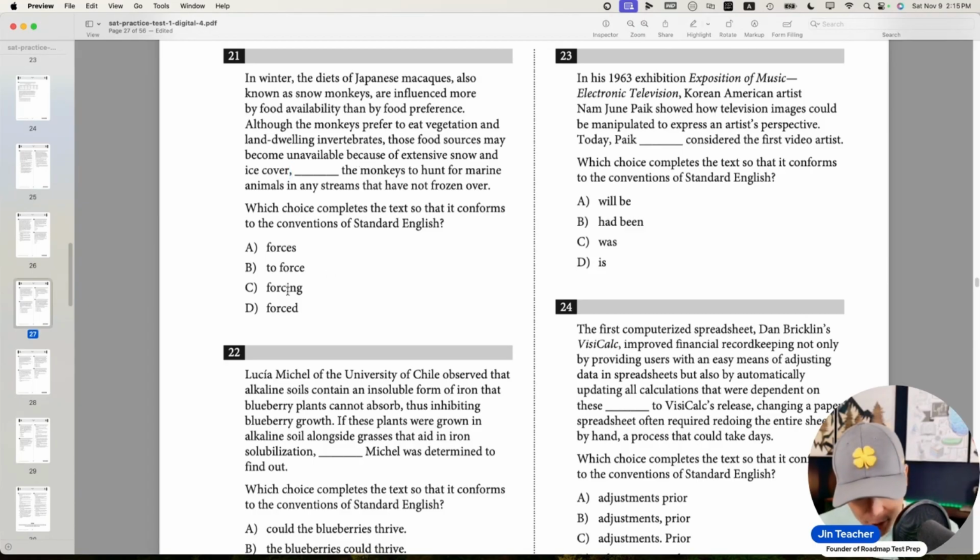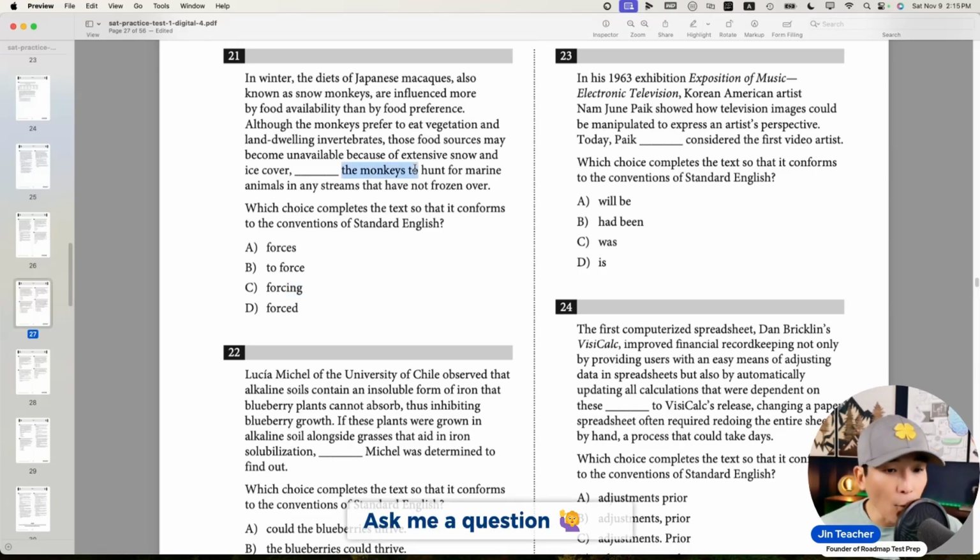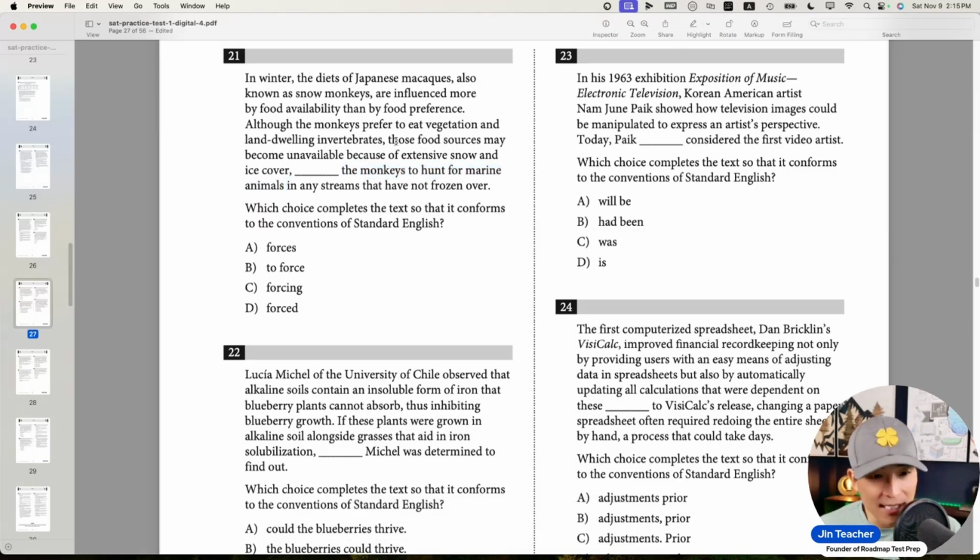How is this sentence structure being used? What does it mean when it's used this way? Well, what it basically does is tell you an additional piece of information that occurs right after or at the same time as what the independent clause says. So if you think about it, "forcing the monkeys to hunt for marine animals" is an additional piece of information that occurs immediately after, subsequently, this previous sentence, right?